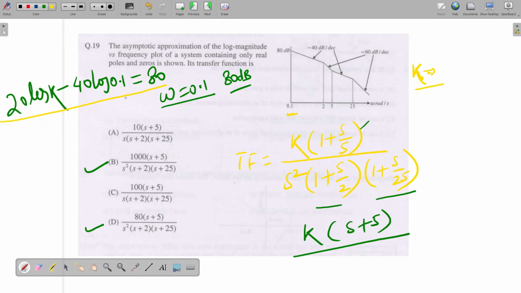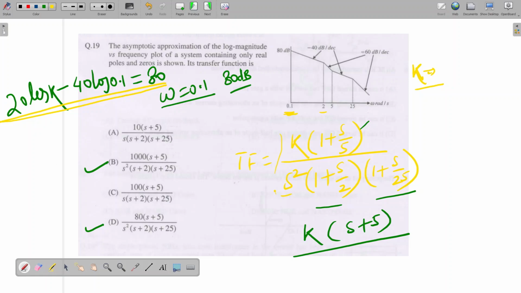Is this equation clear to all? 20 log k minus this value. Because for calculation of k, all the corner frequencies which are greater than or equal to 0.1, I am neglecting. So s is equal to s only. The factor 1 plus s by 2 has corner frequency 2. So all these parts I am neglecting while calculating the k value. Okay. Because at omega equal to 0.1 we know the magnitude.